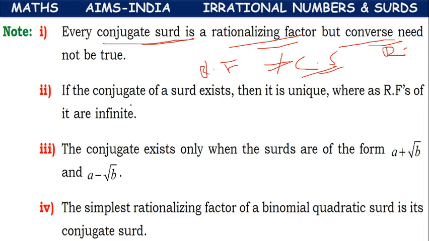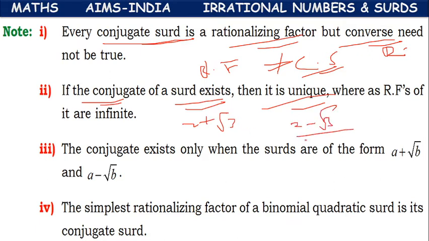Okay, next. If the conjugate of a surd exists, then it will be unique. Means for a given surd 2 plus root 3, there will be only one conjugate surd, 2 minus root 3. Only one conjugate surd will be there. So, like rationalizing factors, we cannot have many conjugate surds. Conjugate surds will always be unique, but rationalizing factors are infinite.